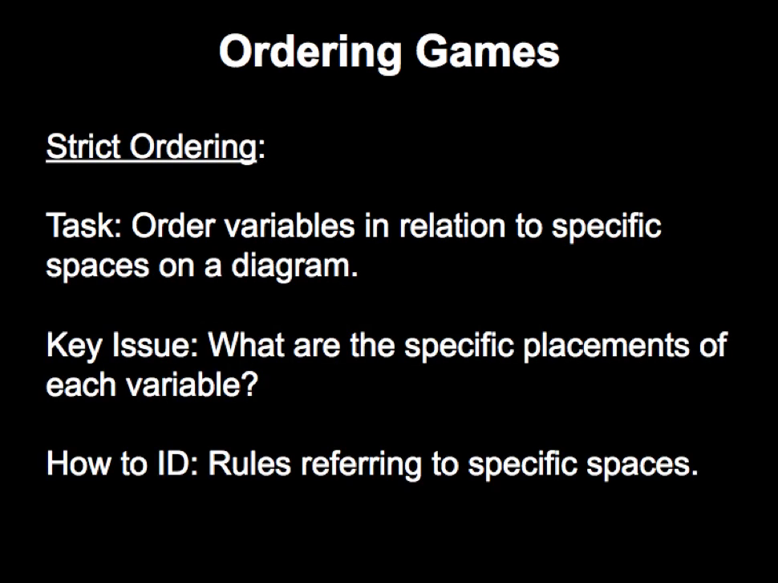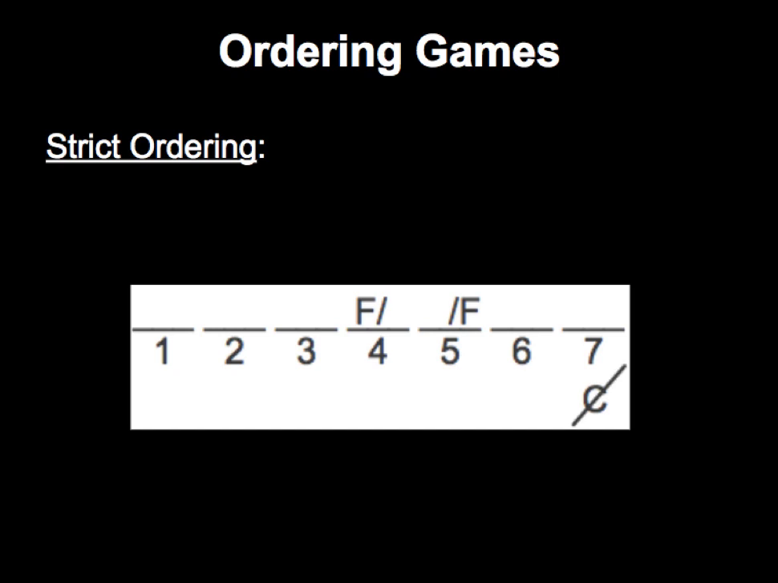On the other hand, you have strict ordering games, which involve placing variables in relation to specific slots on a diagram. And here's an example of what that might look like. So you see here we have 7 slots and we're inserting variables onto specific slots. Again, I have an example of a game like this one linked below this video if you'd like to check that out and see what that looks like in practice.